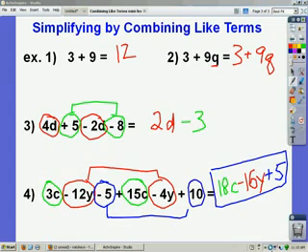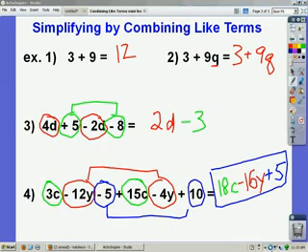Okay, example number 2, 3 plus 9y. Well, I have a variable here, but no other like terms, so I really can't combine anything. Therefore, if I can't combine it, I can't simplify it, it stays the way it is. That is my final answer. I really can't simplify that.